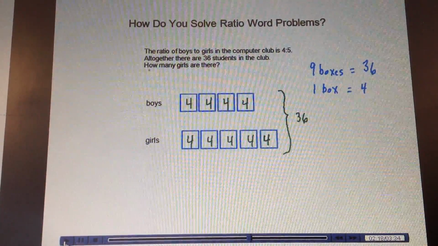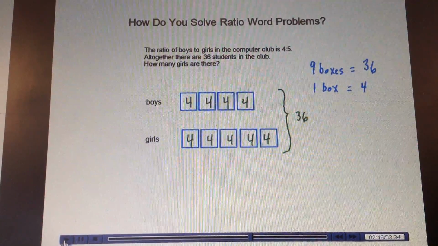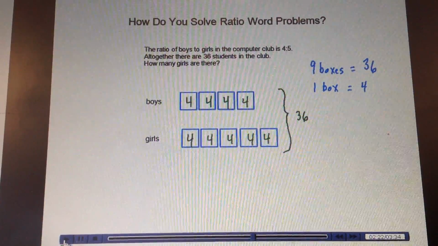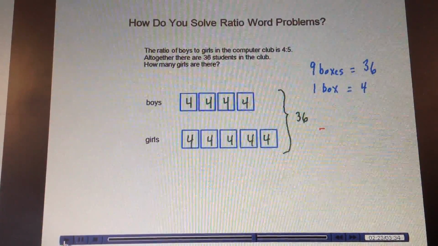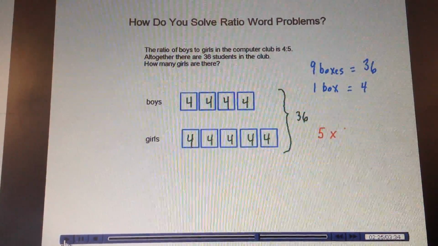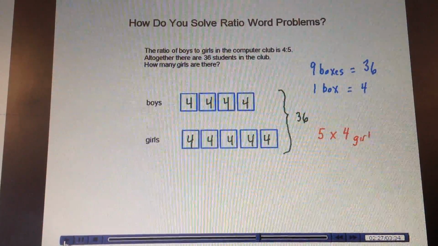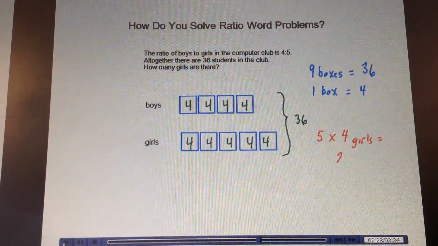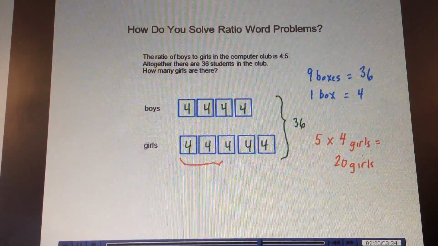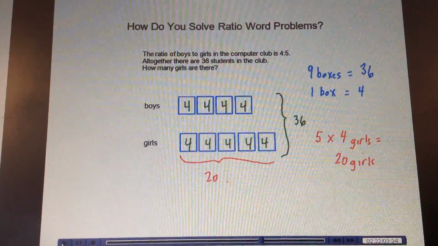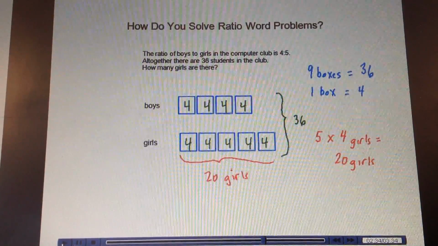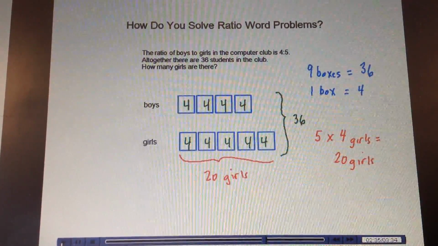The question asks, how many girls are there? Well, we used 5 boxes to show the number of girls. 5 boxes times the number of girls in each box equals 20 girls in all. And that's the answer to this problem. Let's try one more problem.